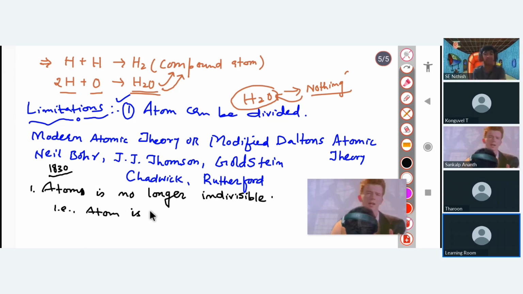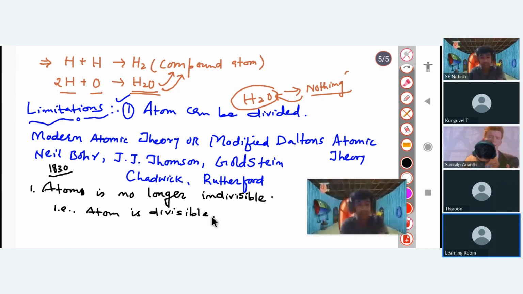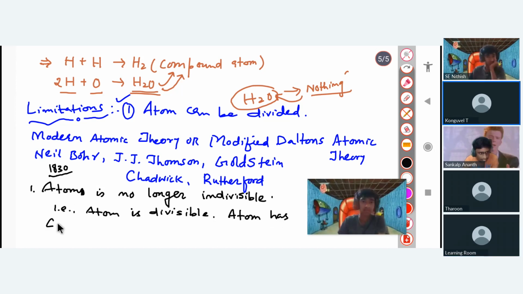I will write like this, that is atom is divisible, right? Or you can also write that atom has complex structure. Do you know that atom has complex structure? Yes, sir. It has something inside it. Meaning there are actually various small particles which are present inside this atom. So can you name few of them?